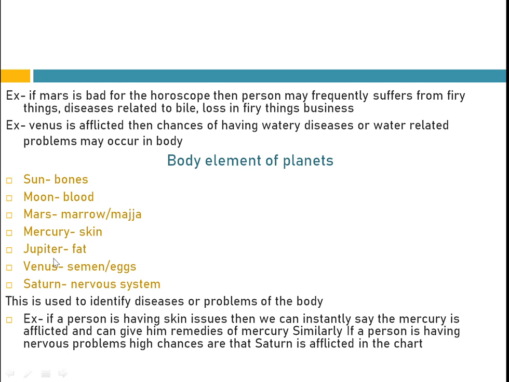Similarly, as I said, these are the body elements. Suppose Mercury is skin. Suppose Mercury is afflicted in the chart, and the house of skin is the first house. Overall body is the first house. You can take the second house also. So if the second house or first house is afflicted, apart from Mercury, the person may experience skin related issues. So this is how we can use them. But this will be part of the second.